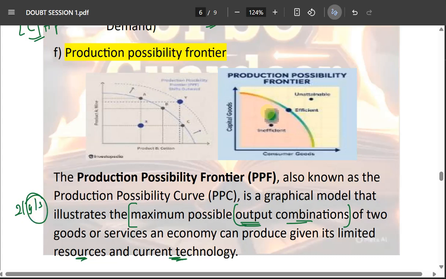So just remember this graph, don't try to learn things by heart, just remember this graph. They are going to ask something related to this graph only. Okay, they will not ask you something like PhD level stuff in economics.